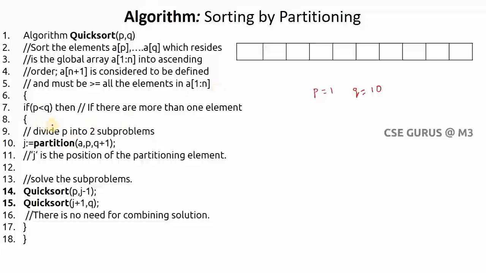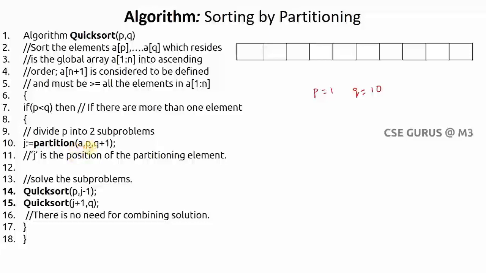If p is less than q, what you need to do is divide the problem into 2 subproblems. That is, you need to find the partitioning element, where I partition into exactly 2 parts. In our example, we partitioned at the position of 40. So that's what we need to get here. How to get it? We need to go for the partition procedure. We'll see that.